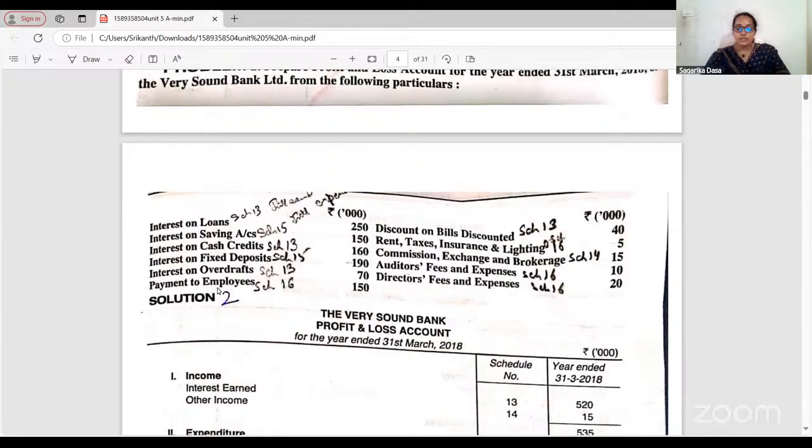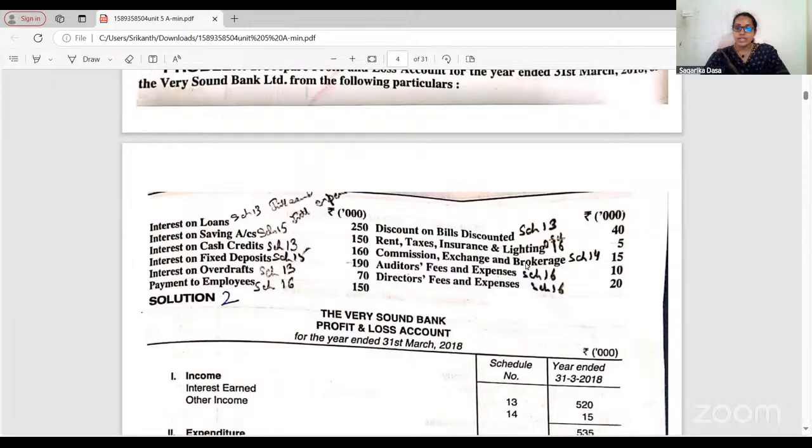Payment to employees. What we pay to employees is salaries, so it is payment to employees, schedule 16. Discount on bills discounted, schedule 13. This is also income, discount on bills discounted is schedule 13. Rent, rates, insurance, lighting, schedule 16.